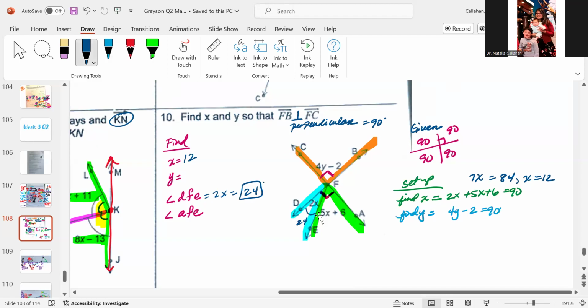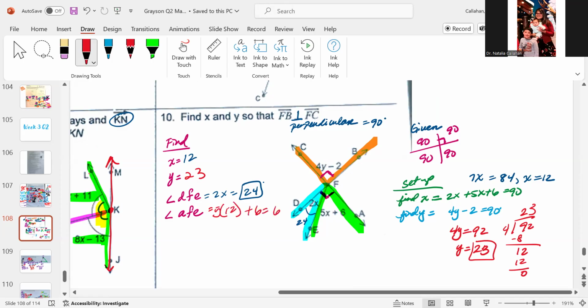Then we need to solve for y. So to solve for y, 92, y equals 23. And this is 5 times 23 plus 6, or no, hold on a second, that's wrong. Okay, 92 divided by 4, correct? I got 4 times 2 is 8. 4 times 3 is 12. So it's 23. That's okay. AFE is going to be 5 times x plus 6. So that's 66 degrees.